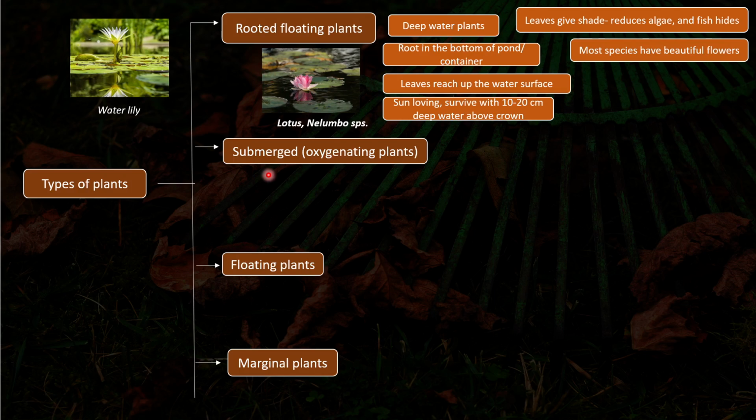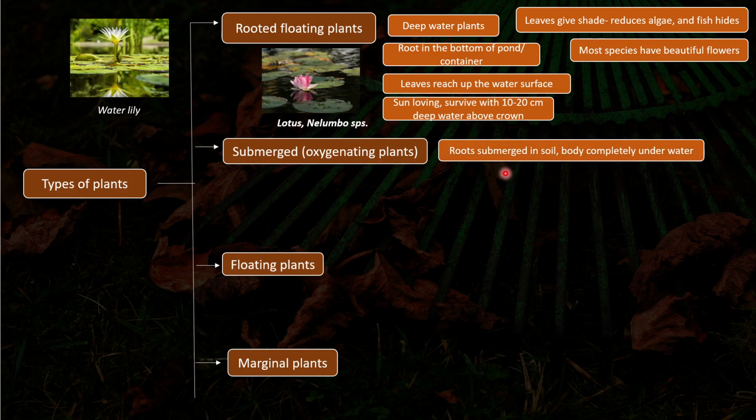Then the next type of plant that is used in water garden are submerged oxygenating plants. These are the plants that have roots submerged in soil. So roots of this plant are submerged in soil, and the body is completely underwater. You cannot see this plant above water, right? So this keeps the pond healthy and water clear. The plants of this layer are known to make the pond healthy, and they clear the water.